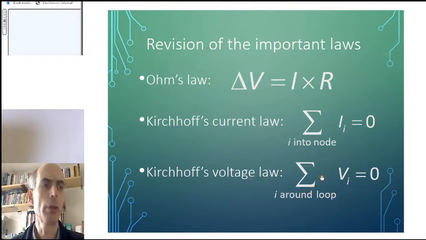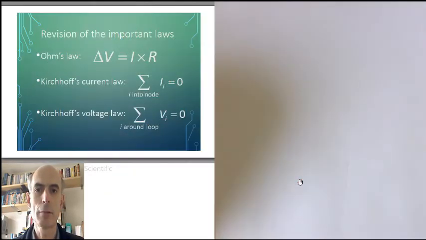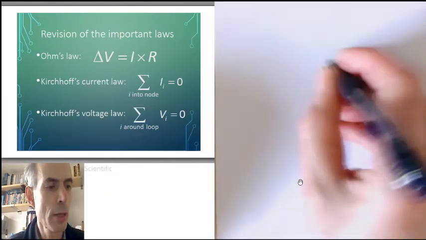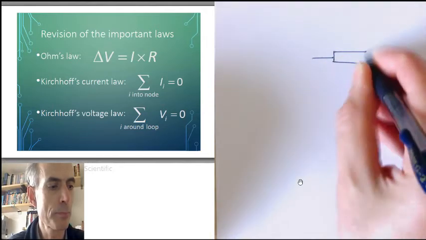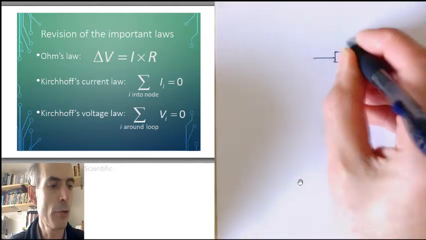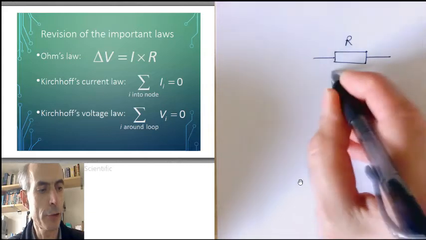Perhaps it would help if I just drew some quick diagrams to make sure that everybody has got these three laws clear in their mind. First of all, Ohm's law. We have a resistor like this. It has a value of R. There is a current flowing through it.